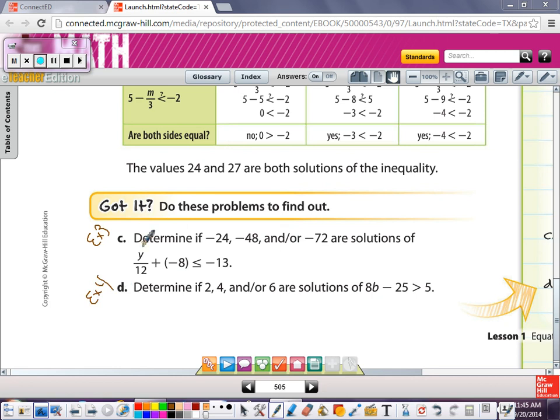Determine if negative 24, negative 48, and or negative 72 are solutions of this expression here. Here you have division and addition, but remember you have a negative here, so you have to remember your rules for integers. I would suggest going back to chapter 1 if you don't, and look at your notes for those sections. Also, determine if 2, 4, and or 6 are solutions to this one. This one looks probably more friendly for you guys, but nonetheless, you have to know how to do both kinds.